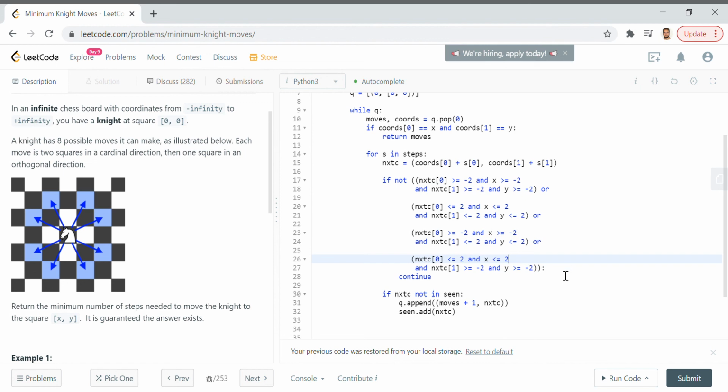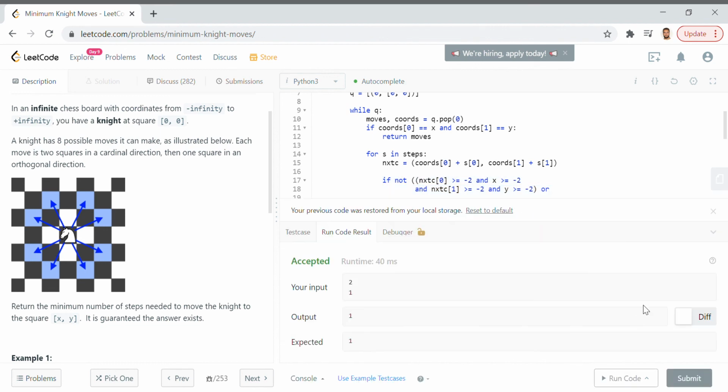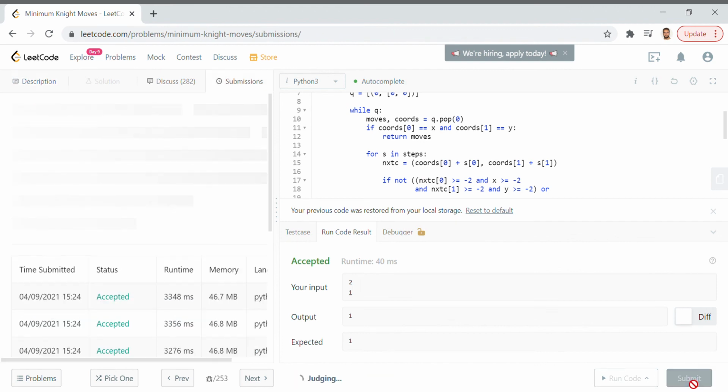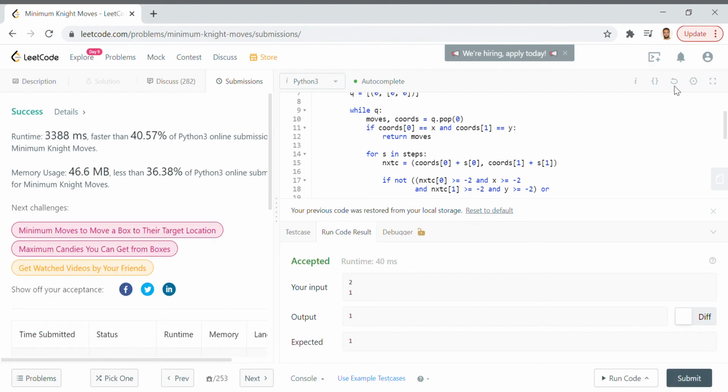Okay, so now we've updated everything we need to update by saying, I need it to be within the quadrant that spot is in, otherwise don't make a move. And we run, accepted, submit. Outstanding.